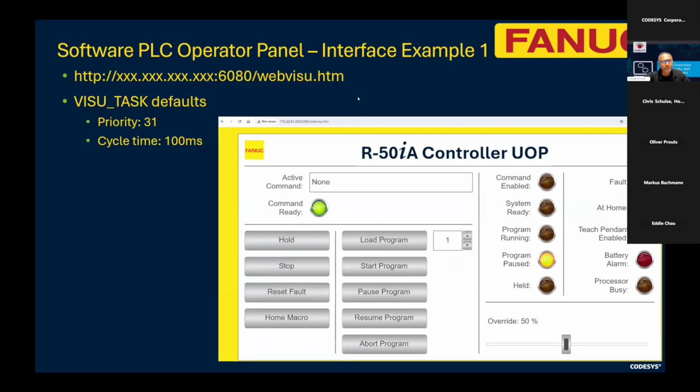This example shows the operator panel being accessed by a PC to look at the R50iA controller UOP panel. We can see that the command ready is on and that the program is paused, but there is a fault because the teach pendant is enabled. We also see that the robot override speed is set to 50%, and that program 1 has been loaded. And if time permits, we'll try to conduct a live demonstration of this once we've gone through this webinar.